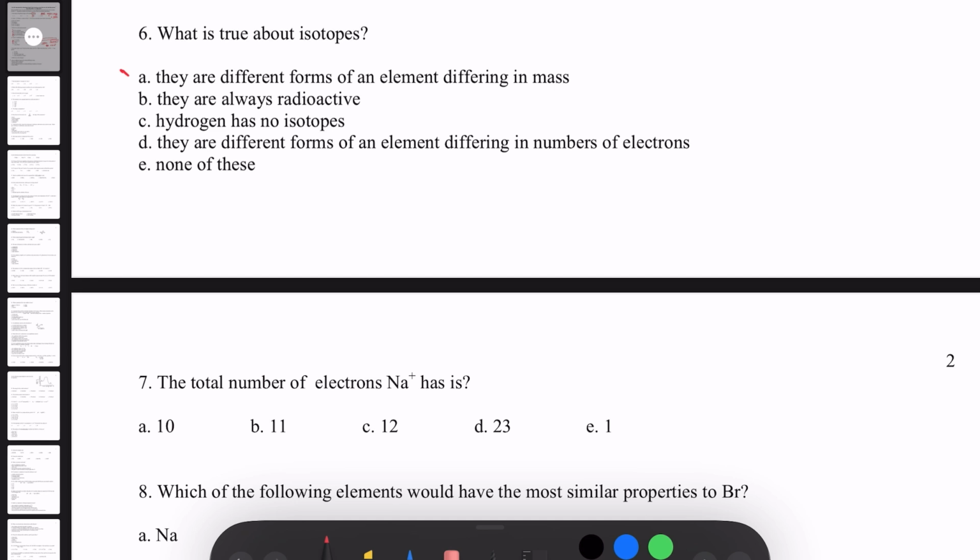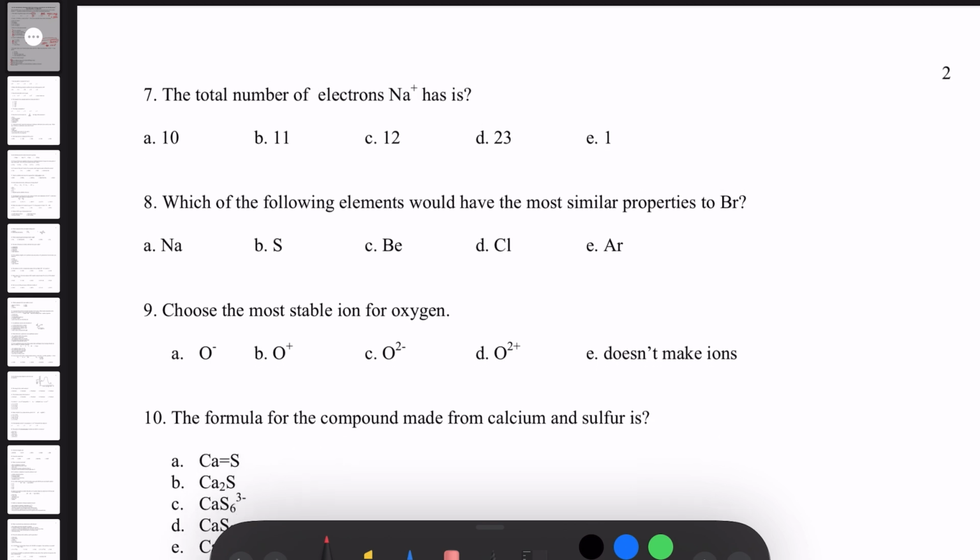They're always radioactive. That's untrue. Isotopes can be radioactive, but they're not always radioactive, so that's untrue. Hydrogen has no isotopes, also untrue. There are different forms of an element differing in number of electrons. That's not true. Isotopes have the same number of electrons always, and none of these. So the answer is A.